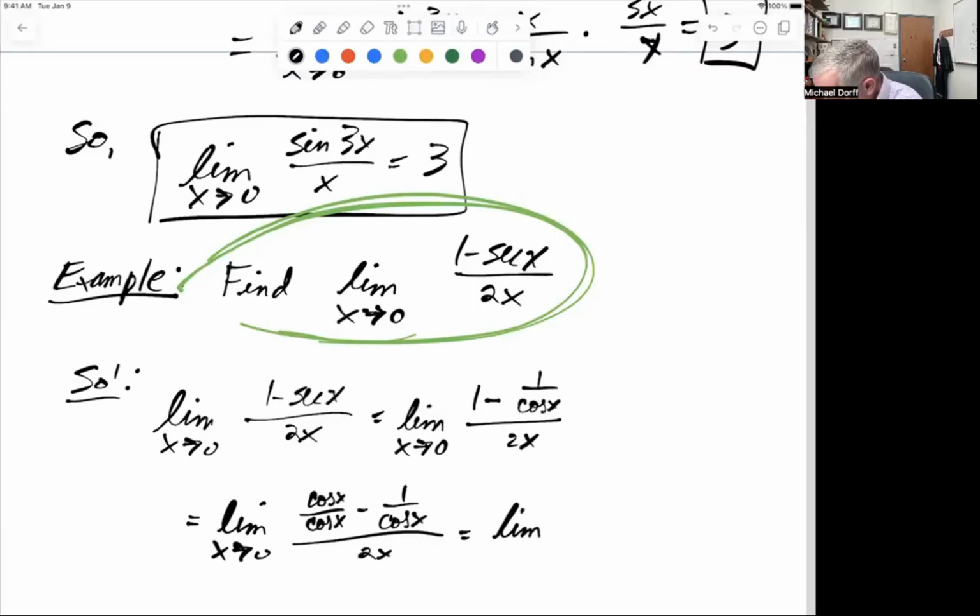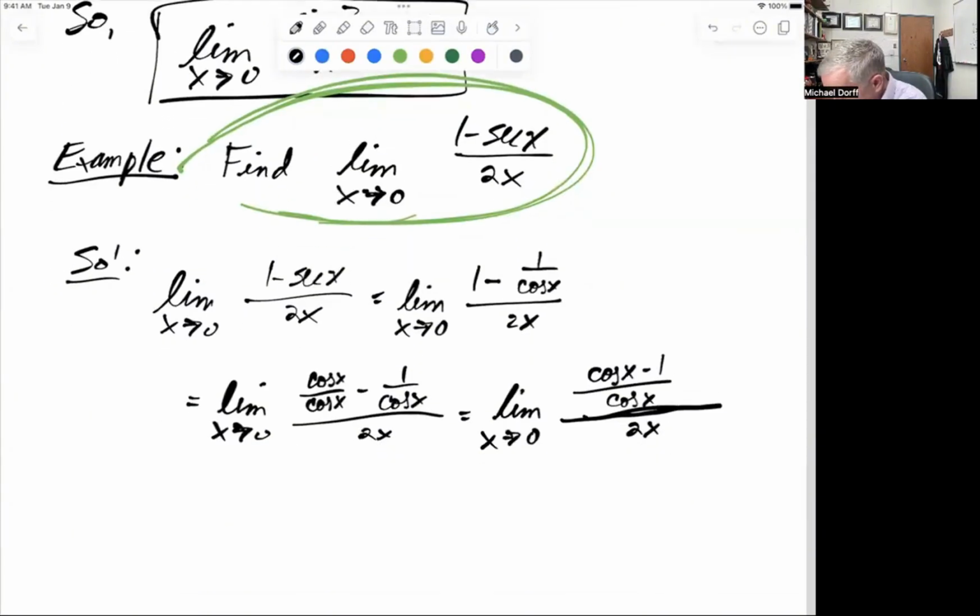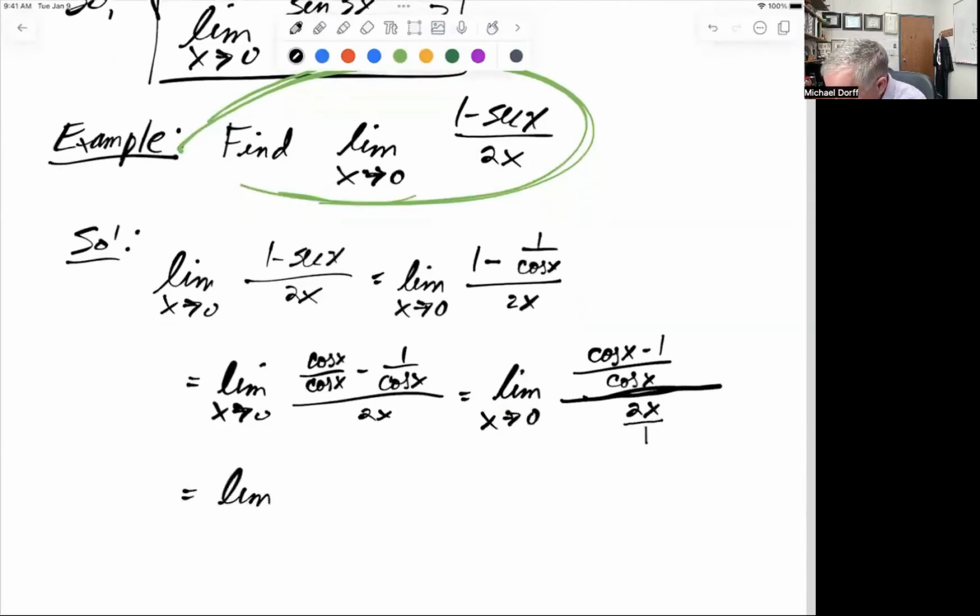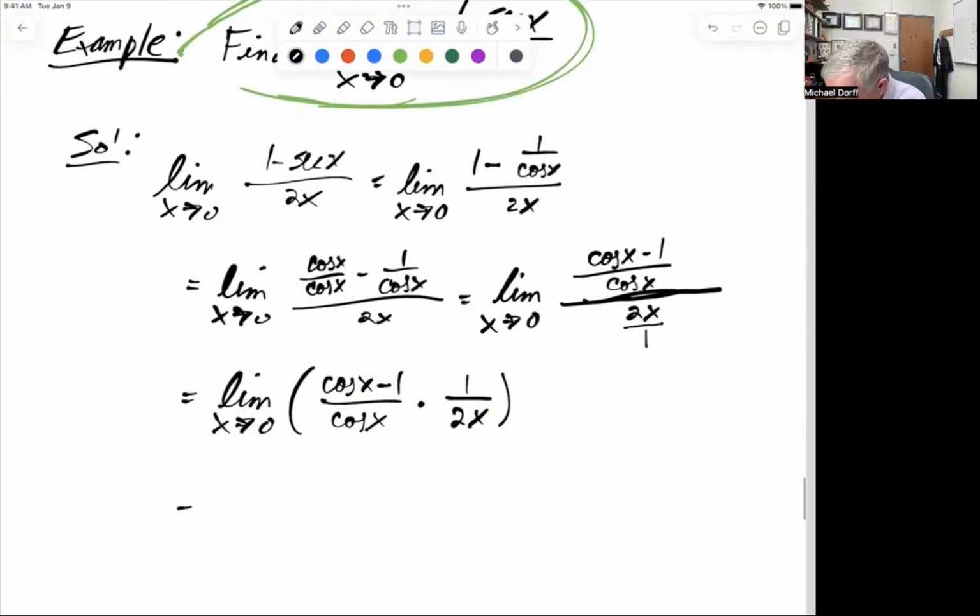Then I can rewrite that as the limit as x goes to 0. Combining those, I get cosine x minus 1 over cosine x, all over 2x. Now it's a fraction over a fraction, because the denominator is 2x, but that could be 2x over 1. So I rewrite that as a multiplication problem: cosine x minus 1 over cosine x times the reciprocal of the denominator, so that's 1 over 2x. One more simplification: I'm going to have cosine x minus 1 over 2x times cosine x.